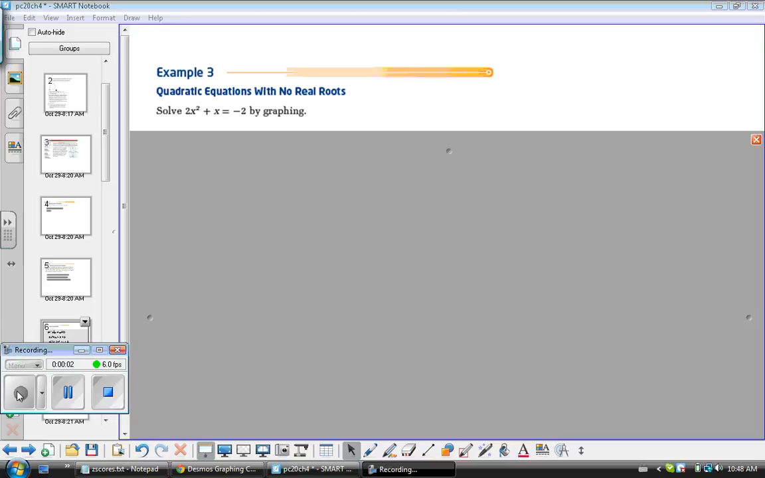Okay, example 3 from 4.1. It says to solve 2x squared plus x minus equals -2, by graphing. And so what you need to do is look at that and see that it's got an x squared term and an x term and a constant term.